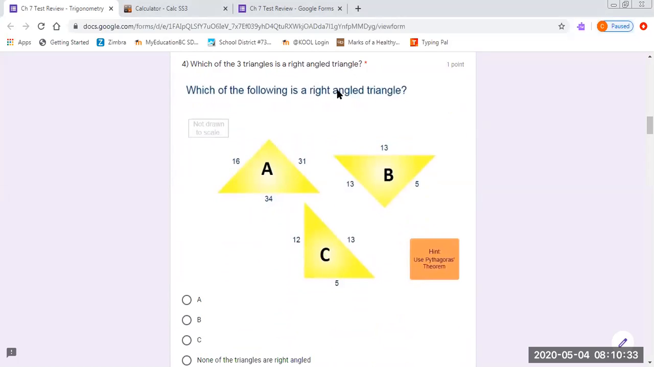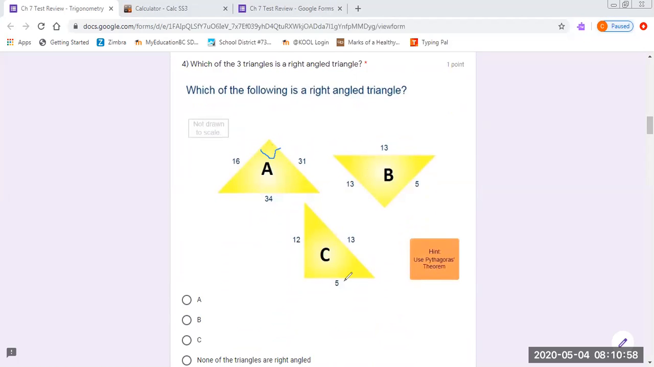So this question here is looking at Pythagoras theorem, but from the context of knowing which one of these is a right angle triangle. In other words, part of Pythagoras theorem requires that there be a right angle triangle for it to work. So how do we know which one is the right angle?